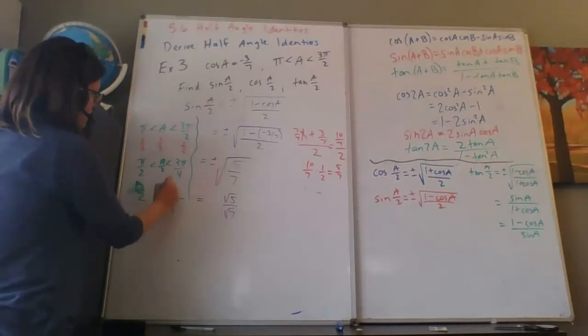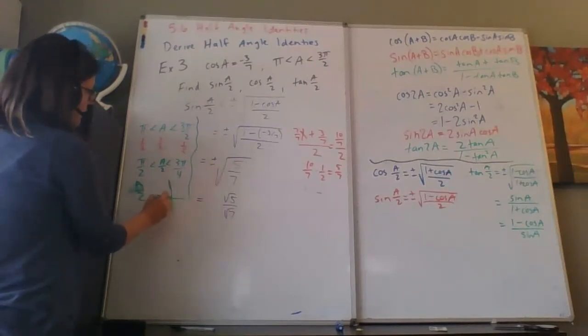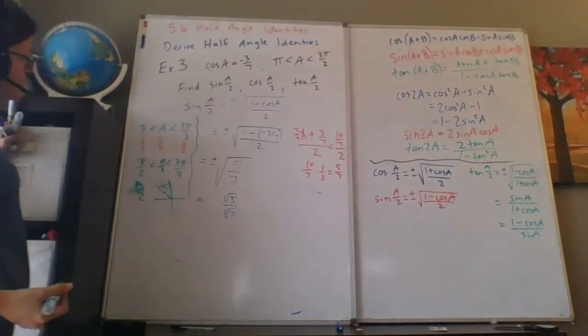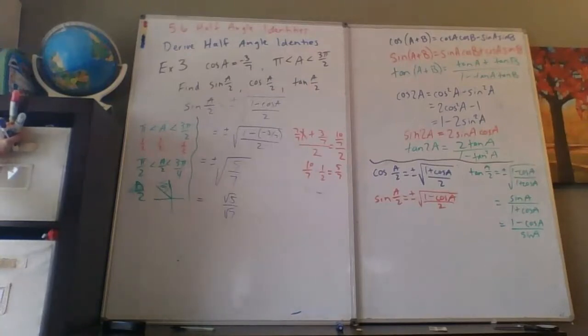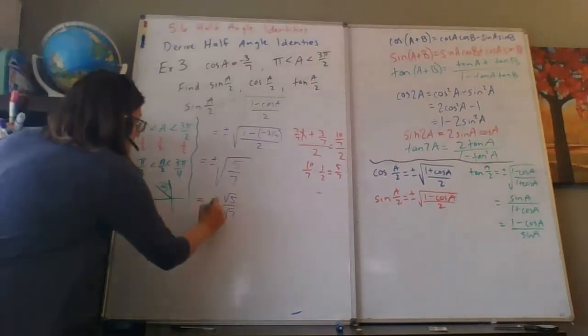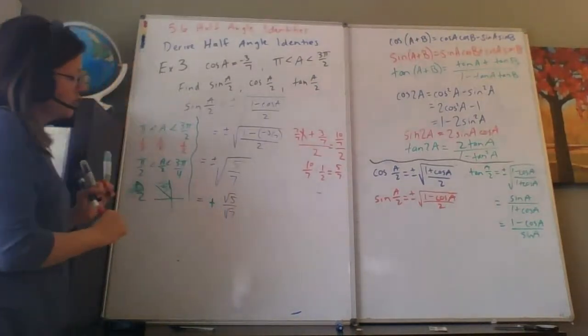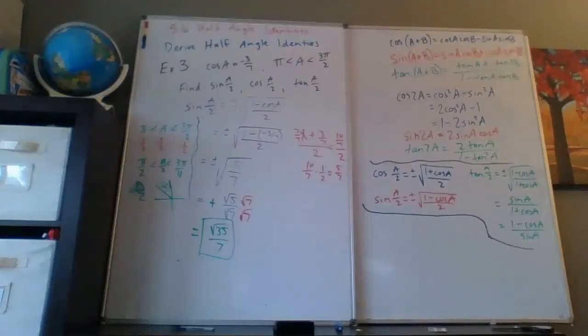Well, we know pi over 2 is here. 3 pi over 4 is in the second quadrant. So if A over 2 is in between there, we know that A over 2 must be contained in that second quadrant. So sine will be positive. Now we can rationalize the denominator. Sine of A over 2 is rad 35 over 7.